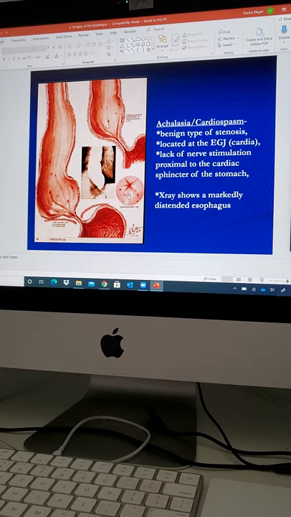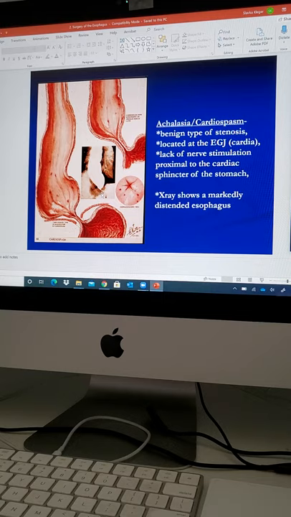And you can see that the x-ray shows the markedly distended esophagus because it's distended up here. This is the stricture. So where is the pressure? Pressure is going to push on these sides here. You're building up the food. Everything is stuck up here, so it's going to distend that esophagus. So here is the x-ray picture. And then you can see that there is a stricture right here.